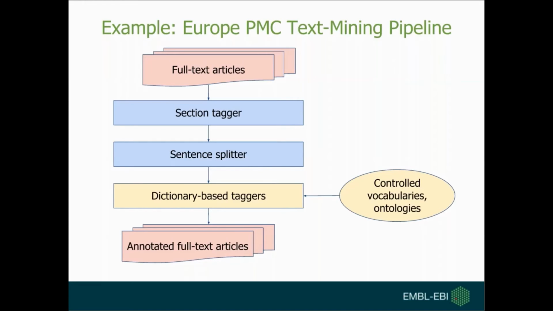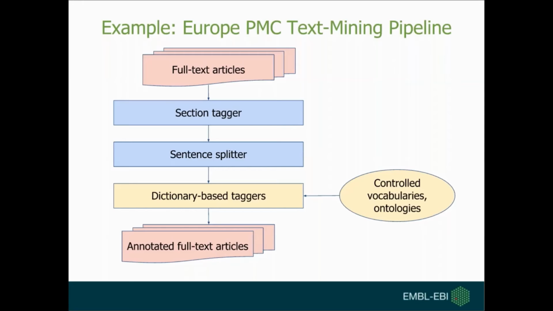On this slide, you can see our Europe PubMed Central text mining pipeline. This pipeline takes full text articles as input, and transforms those articles through several modules. First, the section tagger. The section tagger identifies different parts of articles into a list of sections like introduction, method, result, discussion, tables, figures, etc.